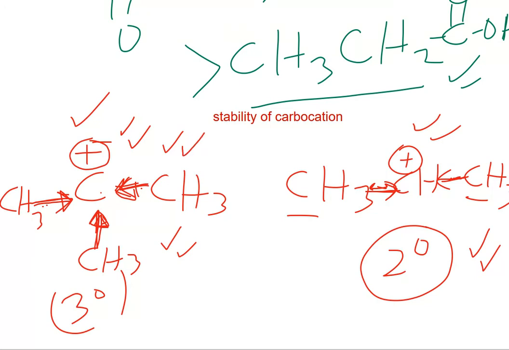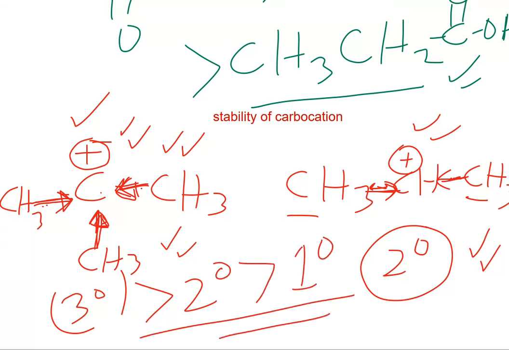So the stability trend is tertiary greater than secondary greater than primary. Okay, we'll discuss more and continue on this.